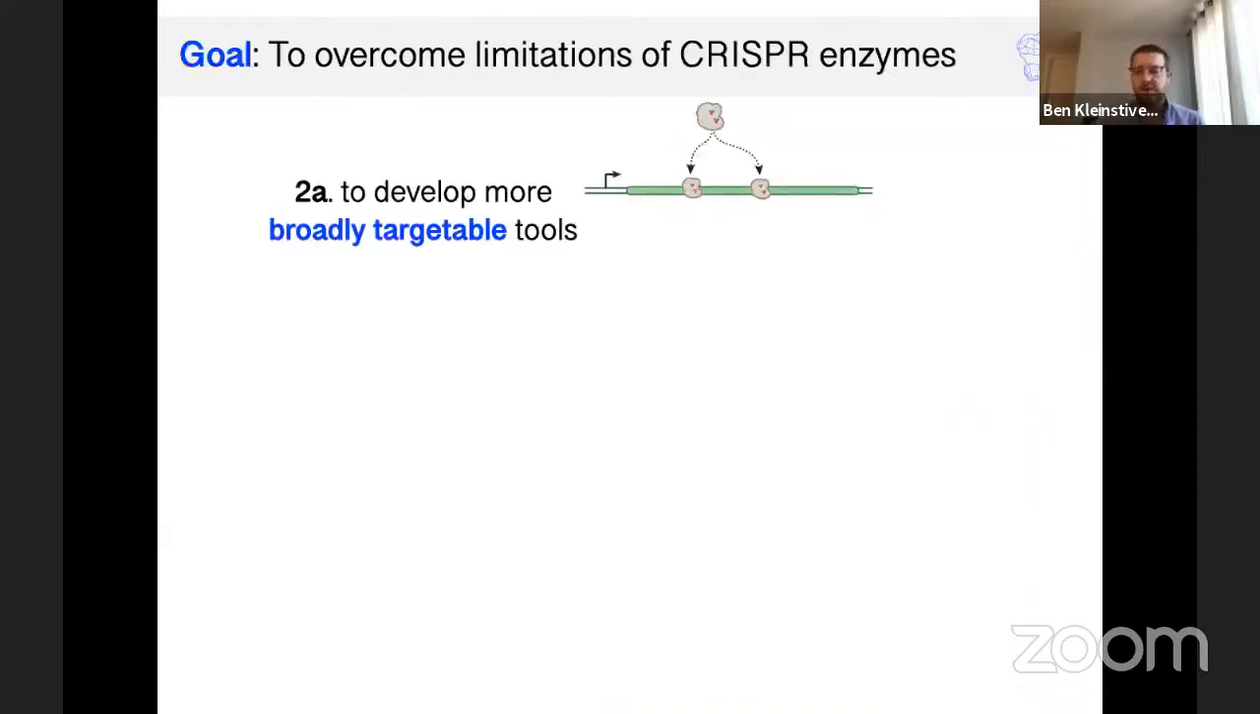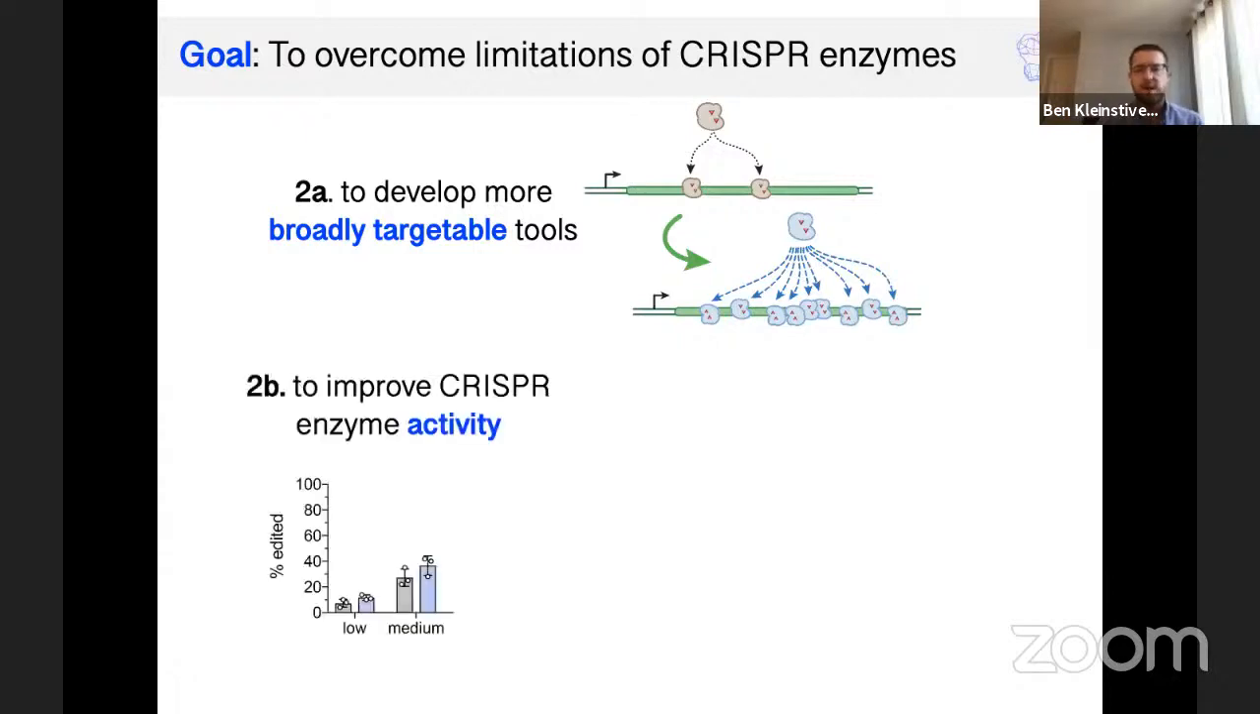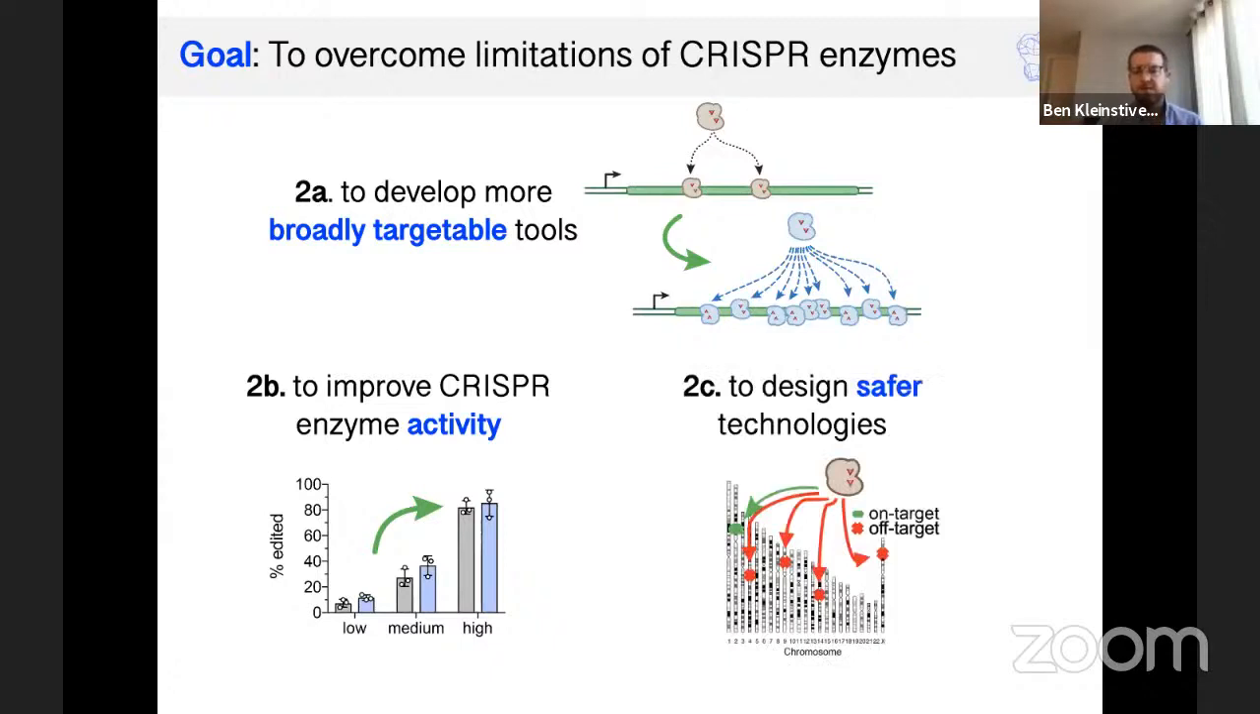So I'll describe to you 3 short stories about how we've been able to make more broadly targetable CRISPR enzymes, where we've gone from the relatively restrictive NGG PAM requirement to be able to target many more sequences in any given genetic sequence. I'll describe to you how we've been able to engineer more highly active CRISPR enzymes. So this is work that we did on Cas12a molecules. And then I'll describe to you several different pieces of research where we've been able to design safer CRISPR technologies that now eliminate off-targeting, but retain high levels of editing at the on-target site.